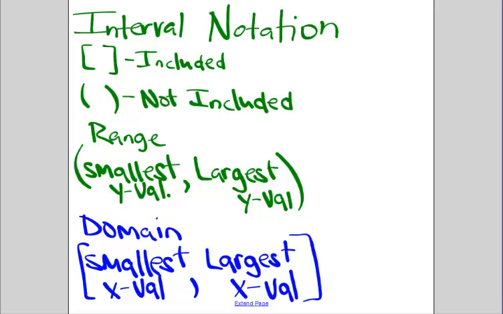One is included, one isn't. The range is going to be your smallest y value all the way to the largest y value in interval notation. And the domain is going to be the smallest x value to the largest x value in interval notation. So this is how you'll use interval notation, and it'll be used a lot in your future mathematically. Okay?